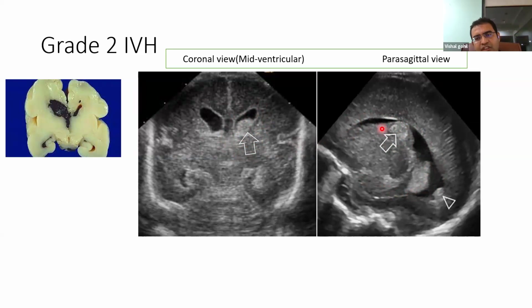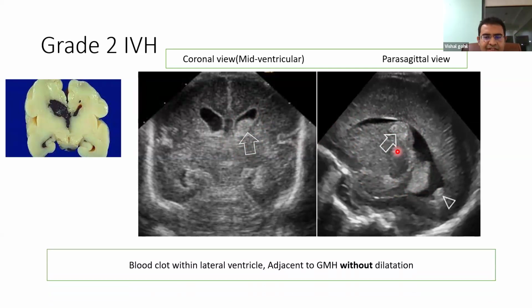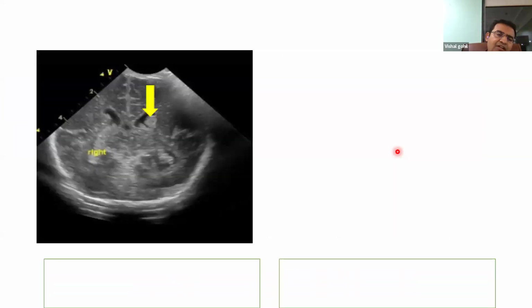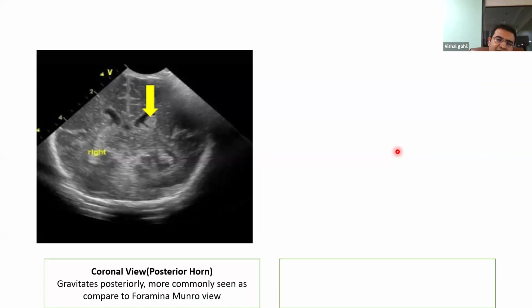And of course, it does not cover more than 50% of the area of your lateral ventricle. So that is your grade 2 IVH. Now, when there is bleeding into the lateral ventricle, we know that blood is heavier than CSF. Sometimes, because of the gravitational force, it goes into the posterior horn of your lateral ventricle.